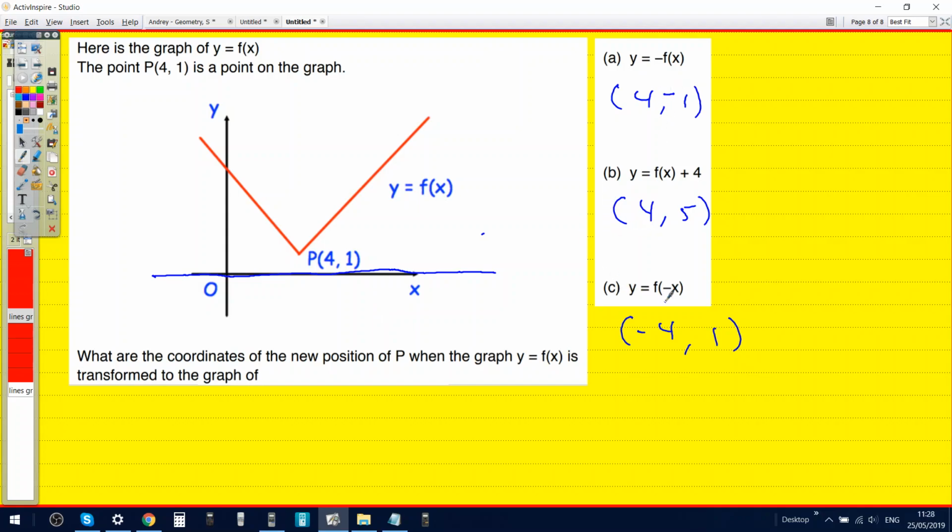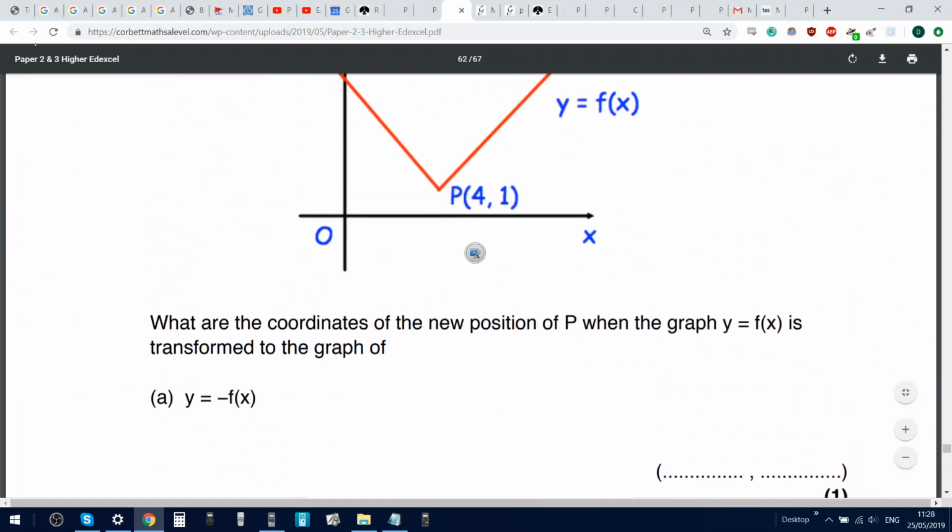So basically for part C, the x's all change sign. Positive becomes negative, negative becomes positive. And then part A, the y's all change sign. Any questions there? No. Okay, so confusing stuff.